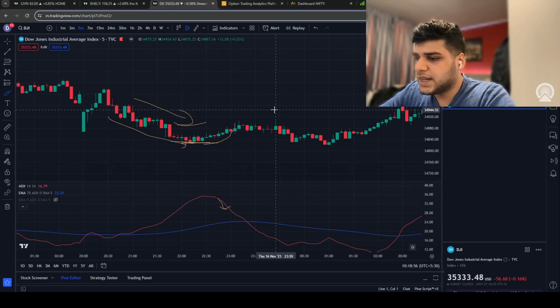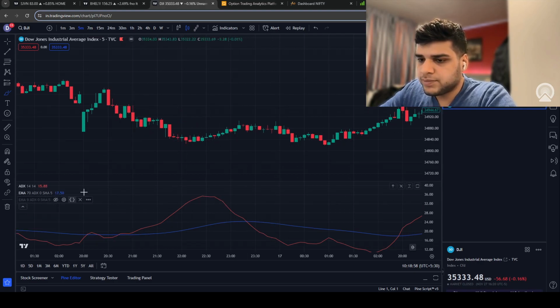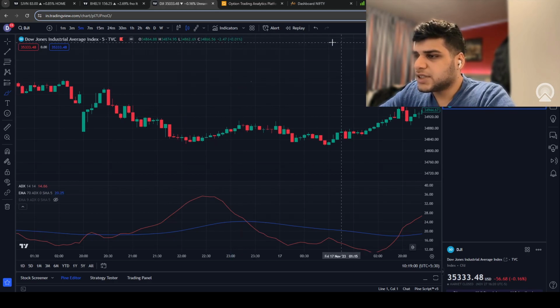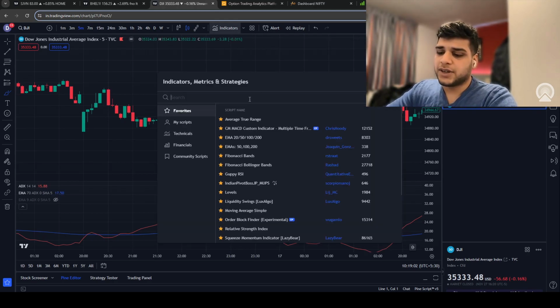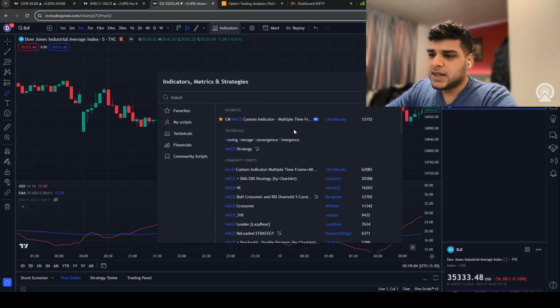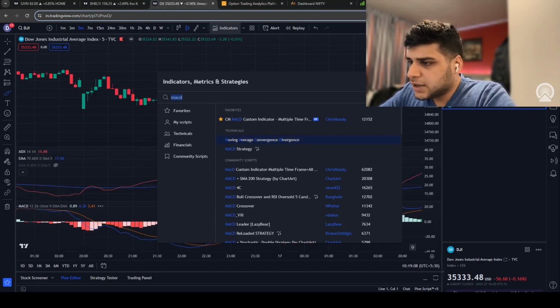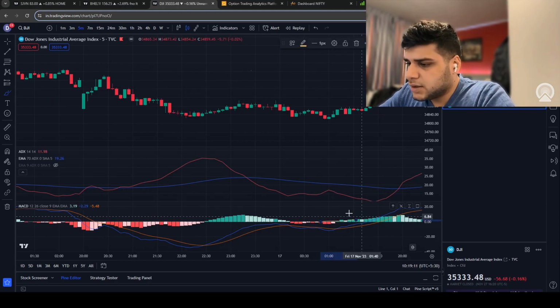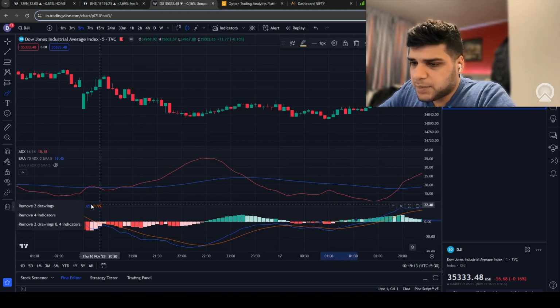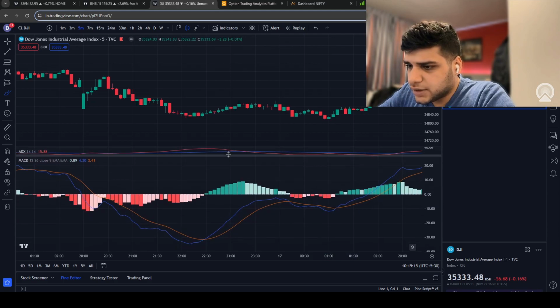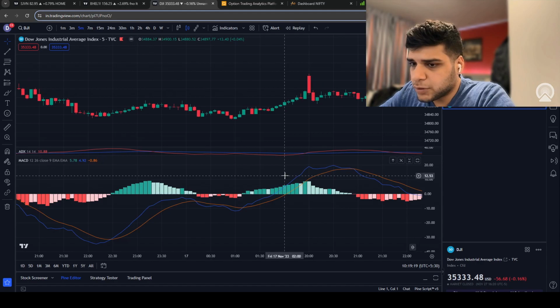I'll hide the 9 EMA for now. Right. Now the second indicator we're going to look at today is the MACD, the moving average convergence divergence. What this basically is, it's depicted as these two lines. Look at these two lines, the blue one and the orange one.